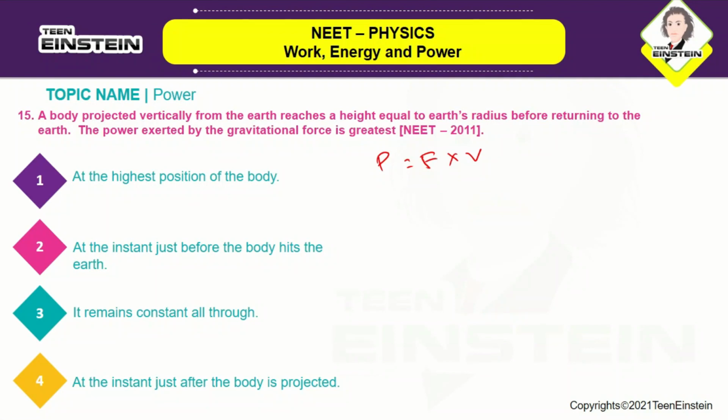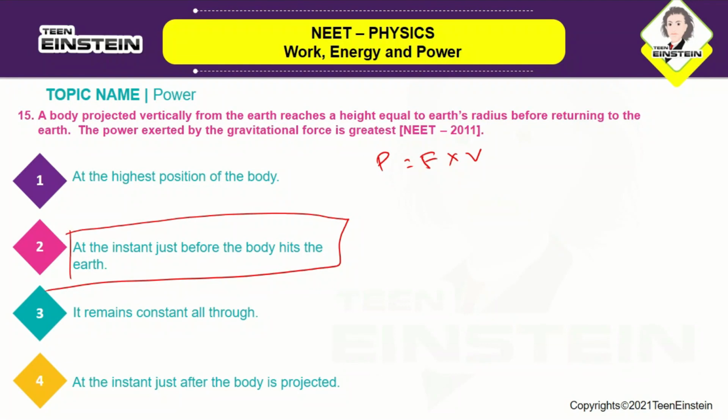So the power exerted by the gravitational force will be maximum when the velocity is maximum during the fall of the object. When an object is falling, the velocity is maximum just before it is going to hit the ground. Hence the power exerted by the gravitational force is greatest at the instant just before the body hits the earth. So you can see option number 2 is correct.